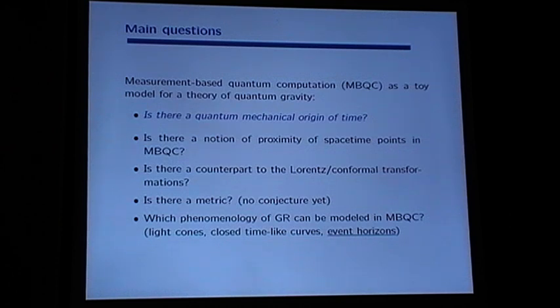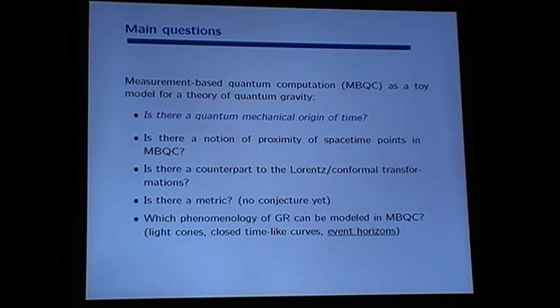But suppose you have that. If you want to propose measurement-based computation as a toy model for GR, you must show more than just this. Here's a list of questions that we believe a physicist would throw at us. One question: is there a notion of neighborhood between space-time points in measurement-based quantum computation? We live in a four-dimensional manifold. Another question: is there a counterpart to Lorentz transformations or conformal transformations in measurement-based quantum computation?